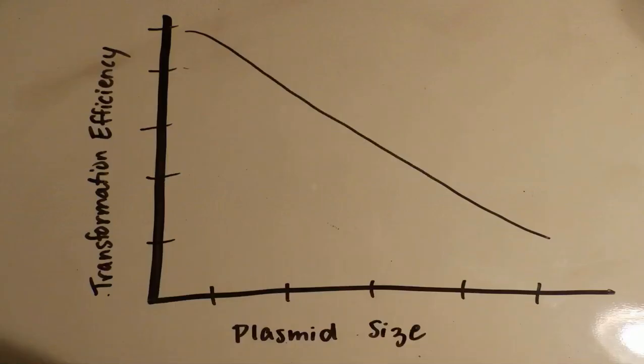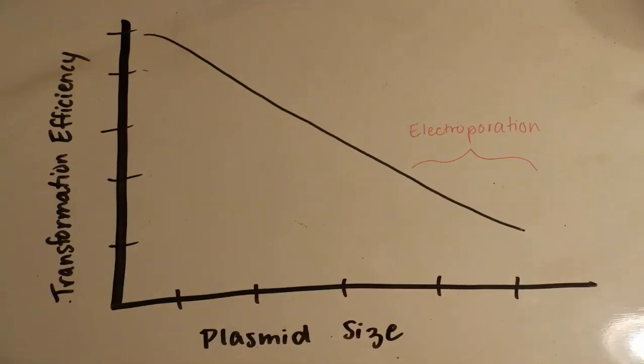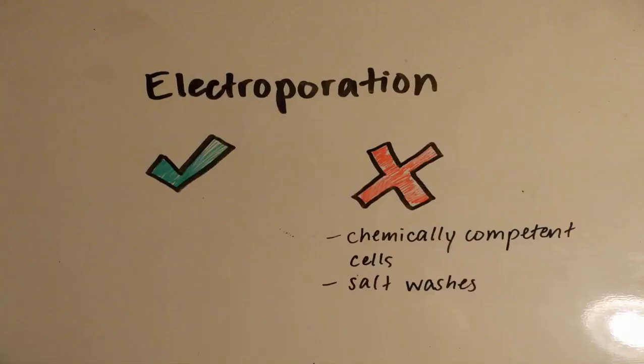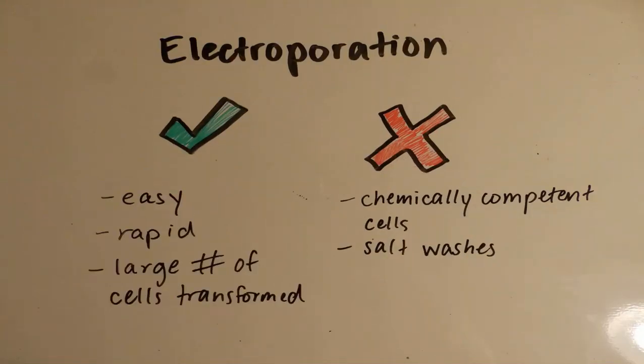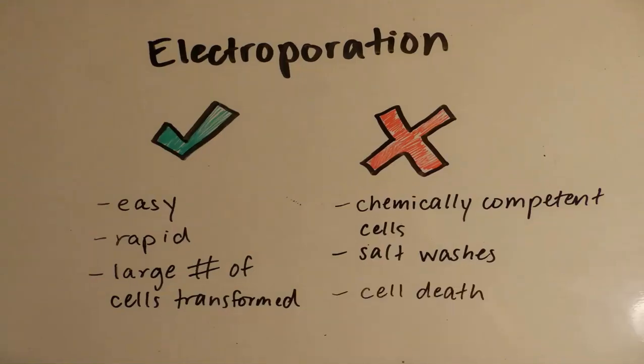Transformation efficiency decreases when increasing plasmid size, so electroporation, or electric transformation, is necessary for the uptake of large plasmid DNA. Electroporation does not require chemically competent cells or any salt washes. Electroporation is easy and rapid, and a large number of cells can be transformed at one time. However, there is substantial cell death. Therefore, more cells are needed for electroporation in order to grow a sufficient amount of transformants.